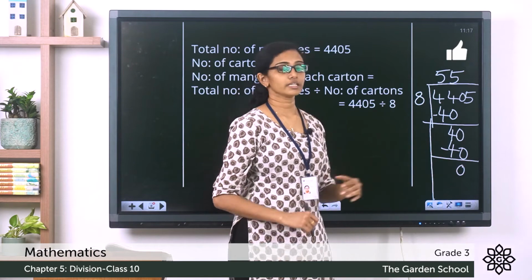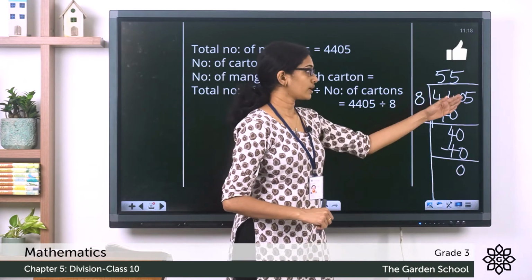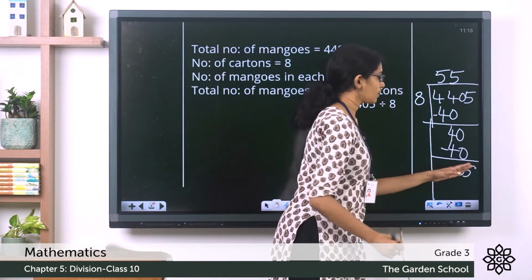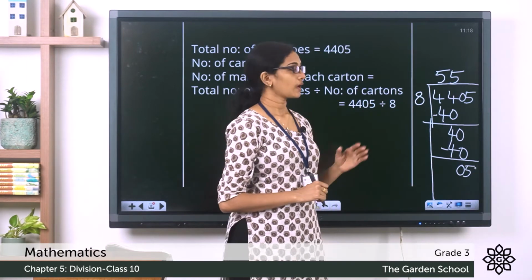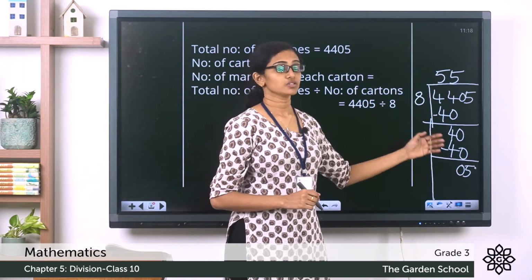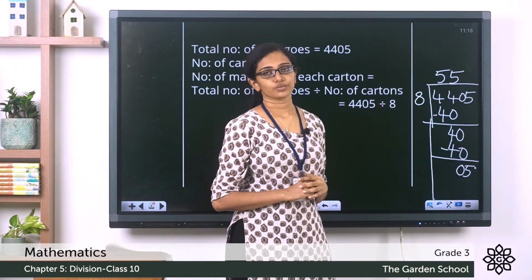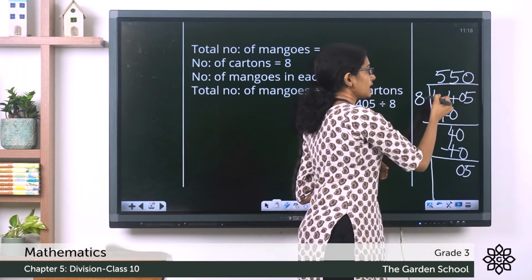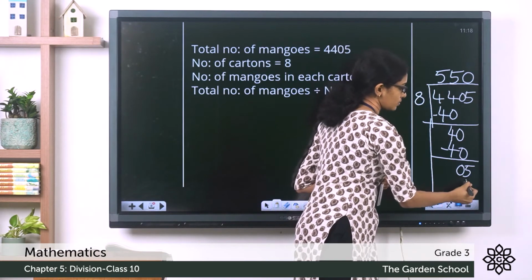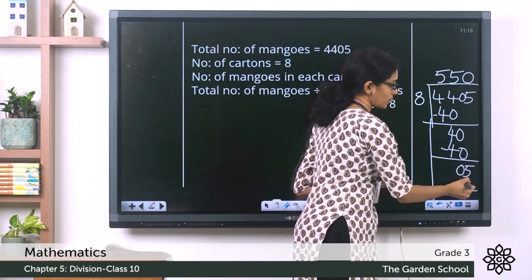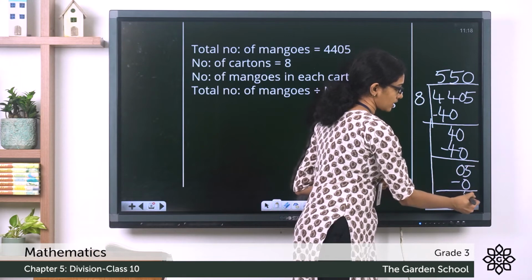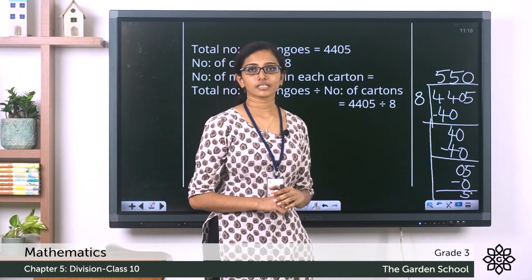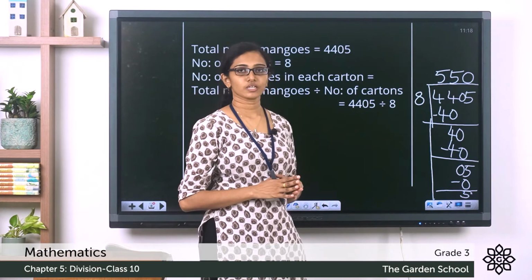Now there is one more digit to bring down, which is it? The ones digit 5. So let's bring it down here. So now we have 5 divided by 8. But 8 ones are 8. So let's take 8 zeros. 8 zeros is equal to 0 itself. So let's write 0 here. 8 zeros is equal to 0. So now we have 5 minus 0. That is equal to 5. Now there are no more digits to bring down. So let's stop the division right there.